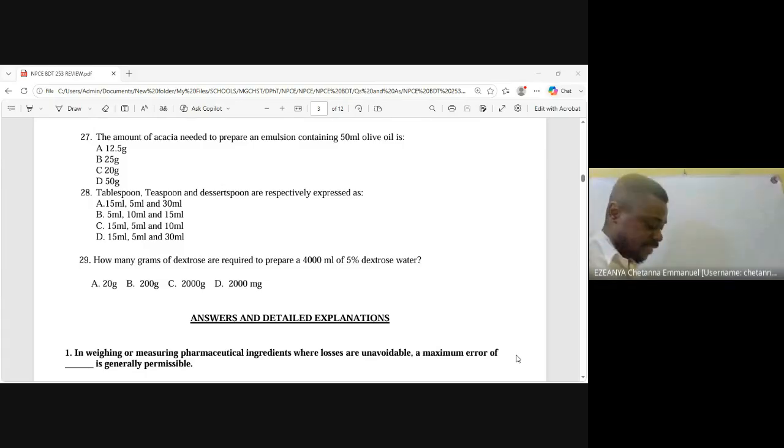So what it means is that you first dissolve this ingredient, acetylsalicylic acid. You dissolve the compound, all those things, before you now make it up to the required volume. So the solvent is what? Water.